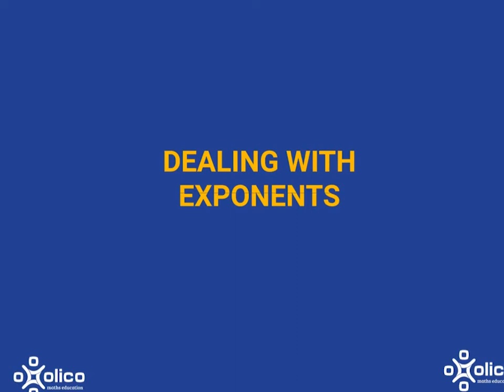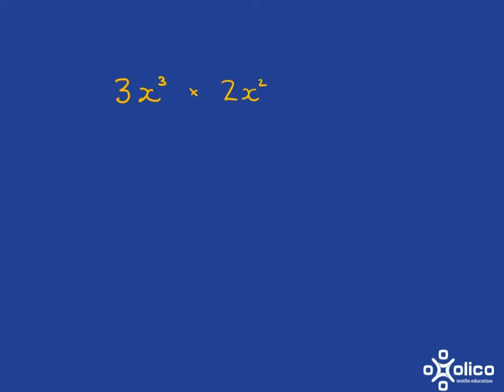Let's do a little recap on multiplying with exponents, because we're going to need these ideas to deal with factorization. So if we're faced with something like 3x cubed multiplied by 2x squared, the first thing we need to remember is that this is just everything multiplied together, right? This is 3 times x cubed, this is 2 times x squared. So we've just got all these things multiplied together.